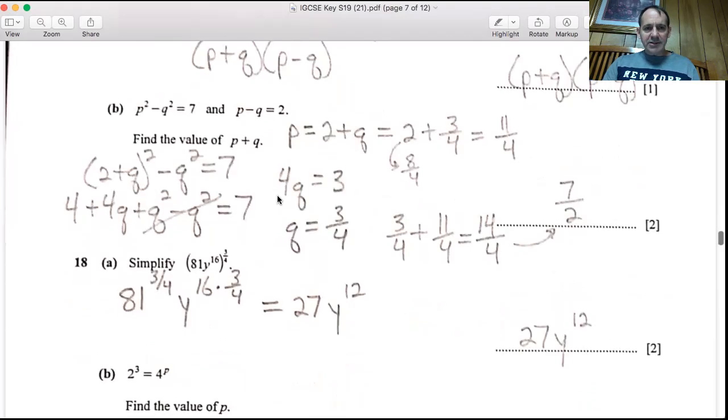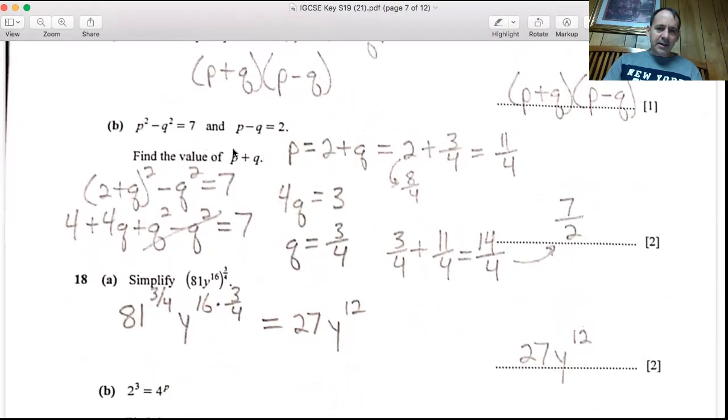Now down here, we actually have to solve something using simultaneous equations. Here it gives us a quadratic equation. Over here, a linear equation. And we need to find the value of p plus q. So we're going to have to solve simultaneous equations. And you can't use elimination because our powers are different. So we're going to have to use substitution. So I solve for p, add that q to the other side. So p equals 2 plus q.